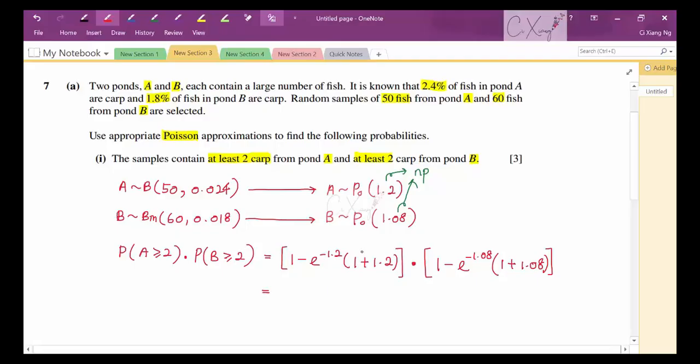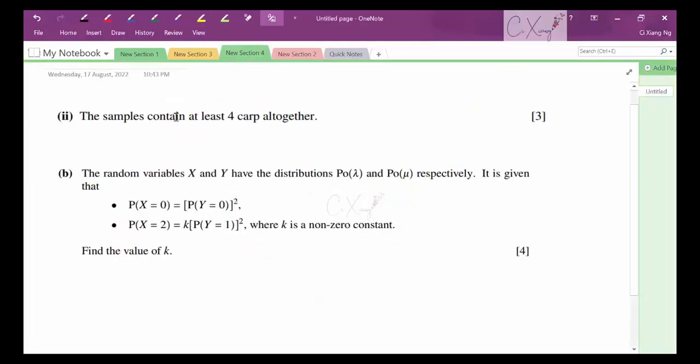If you use a calculator to get the answer and simplify, correct to 3 significant figures, it should be 0.0991. So this is how we solve part A, number 1. Let's continue to part number 2.